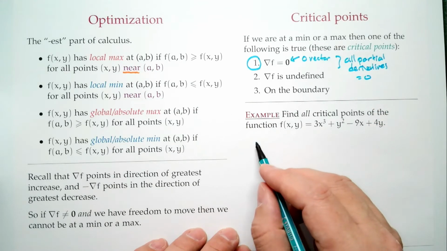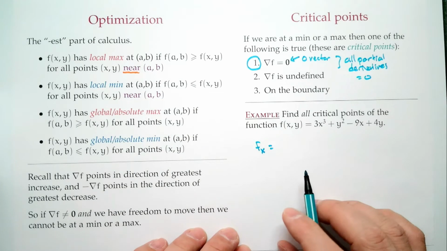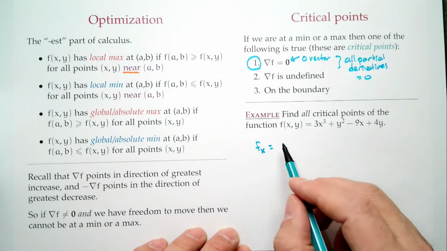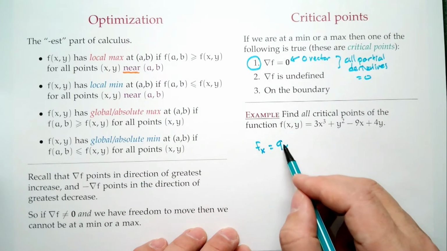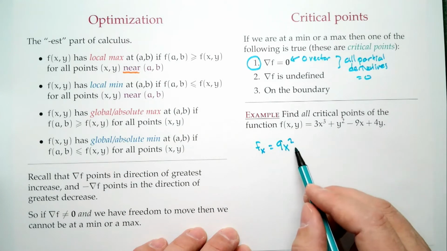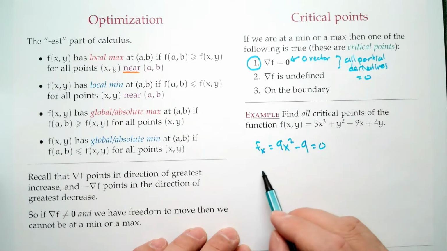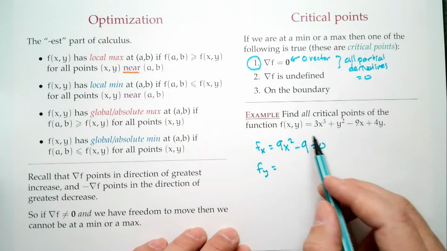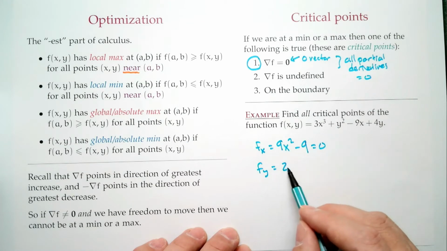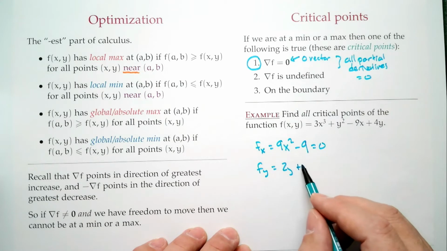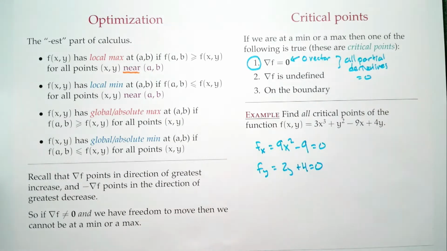So let's take our f sub x. What do we get when we take the derivative with respect to x? 9x squared minus 9. We're going to set that equal to 0. f sub y: 2y plus 4. We're going to set that equal to 0. And now we have a system of 2 equations and 2 unknowns. Now this particular system is a very nice system of 2 equations and 2 unknowns. It's not so hard to solve.